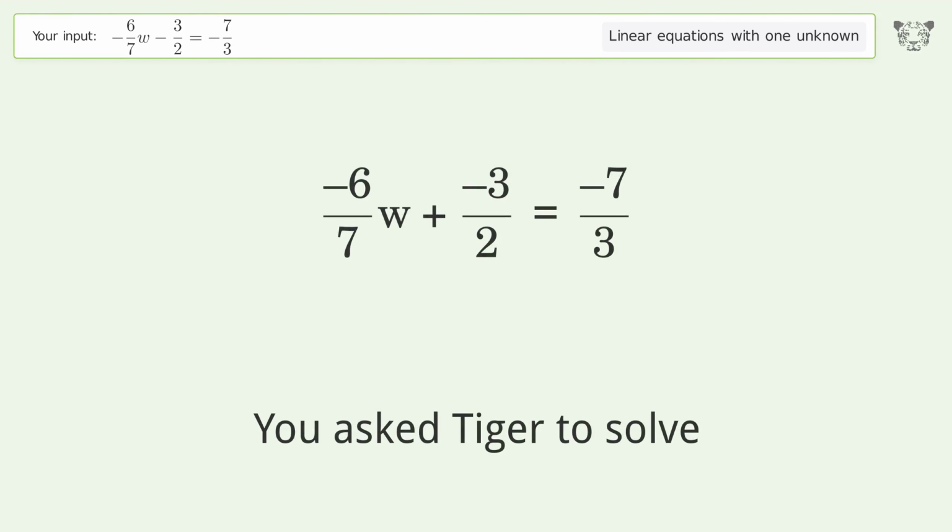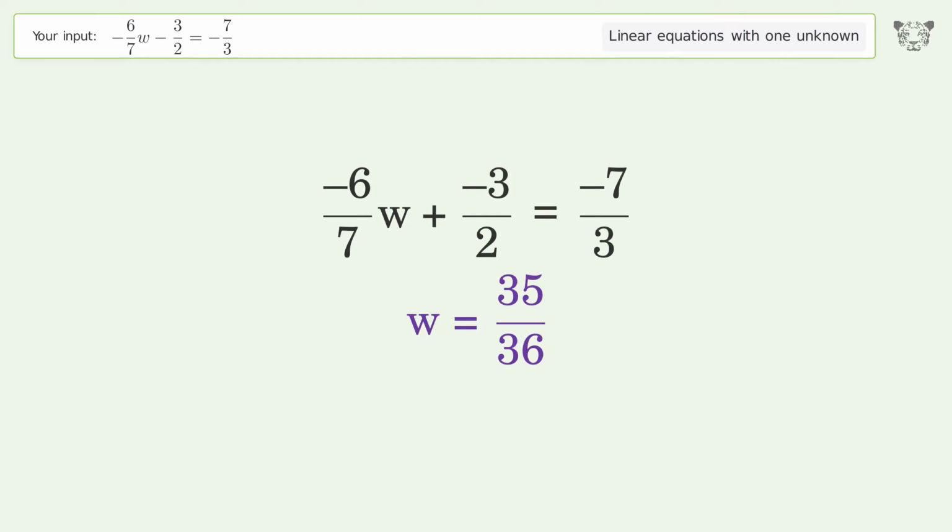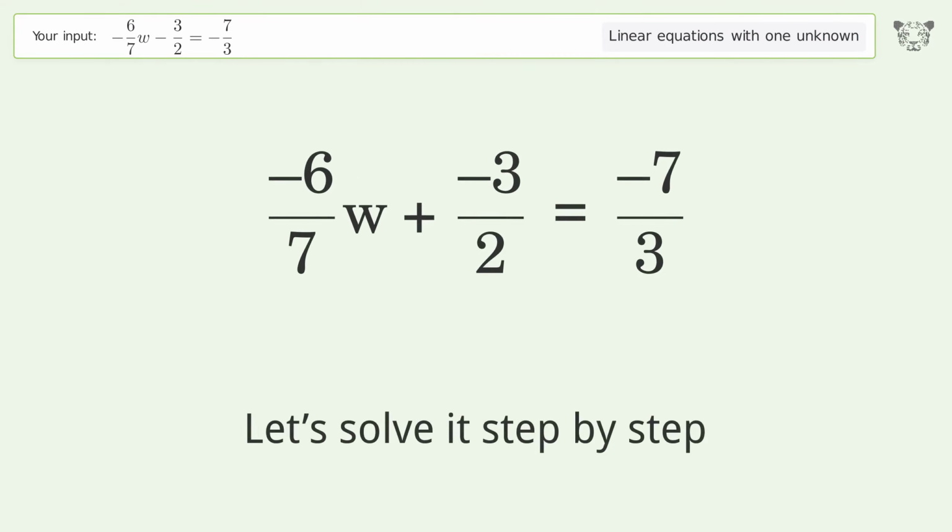You ask Tiger to solve. This deals with linear equations with one unknown. The final result is w equals 35/36. Let's solve it step by step.